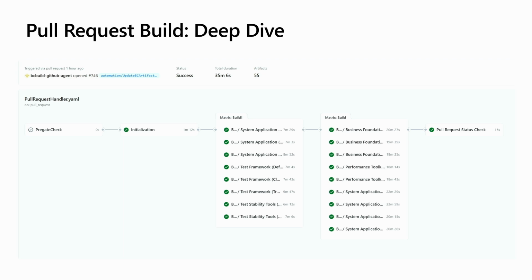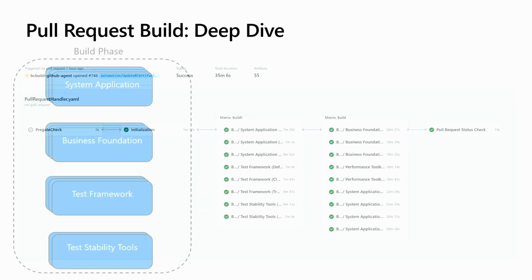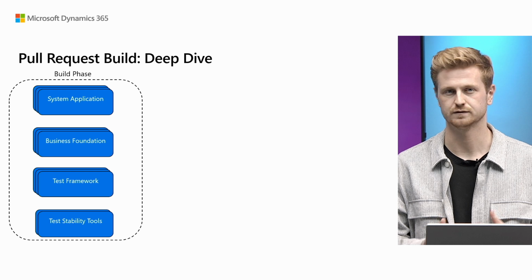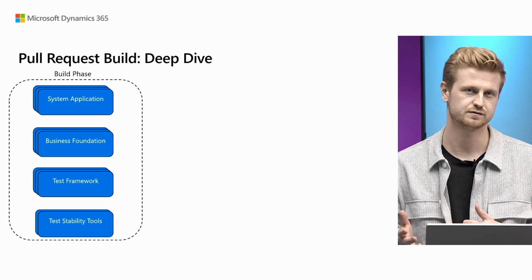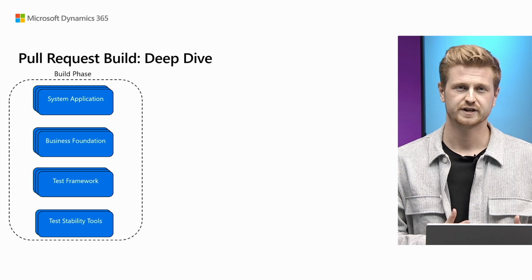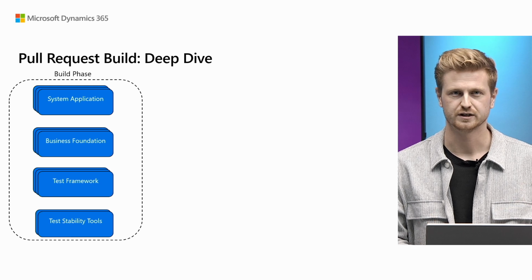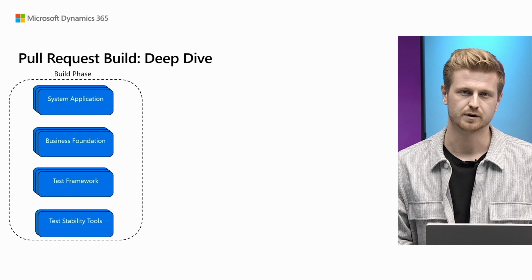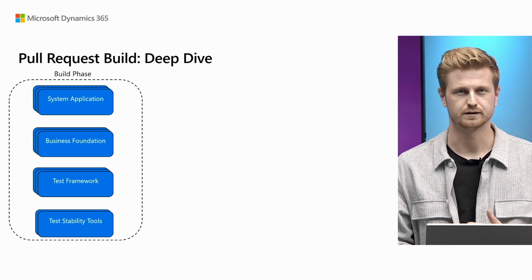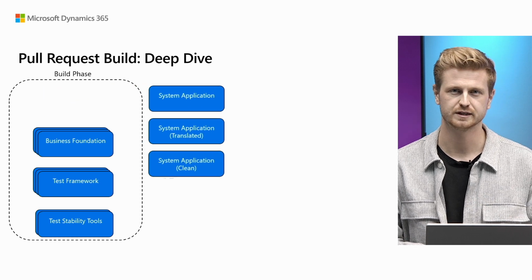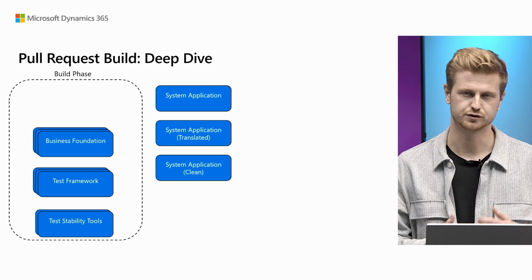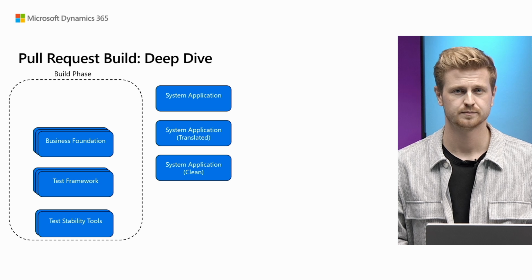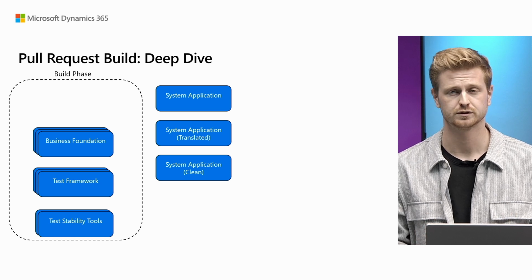Unfortunately, GitHub doesn't do a great job at displaying this, so I'll try to represent it in a bit of a different way, in that our pull request build essentially consists of two phases, a build phase and a test phase. In the build phase, we build the system application, the business foundation, the test framework, and so on. All the apps essentially in the repository. And we build those apps in 3 different flavors. We build it in the vanilla mode, which is just compiling the app as it is. Then we build it with translations as well. And then we build it in clean mode.